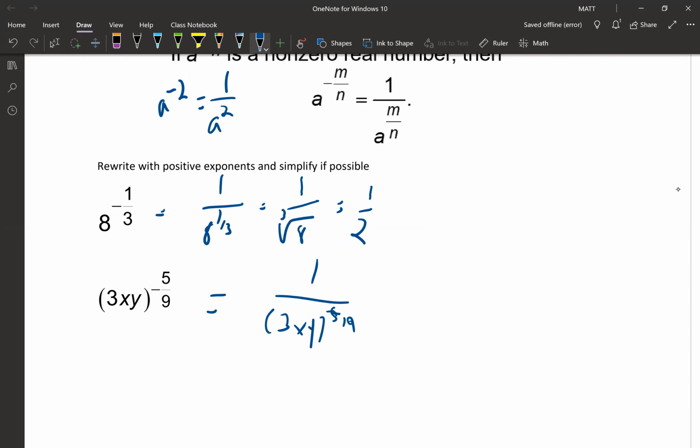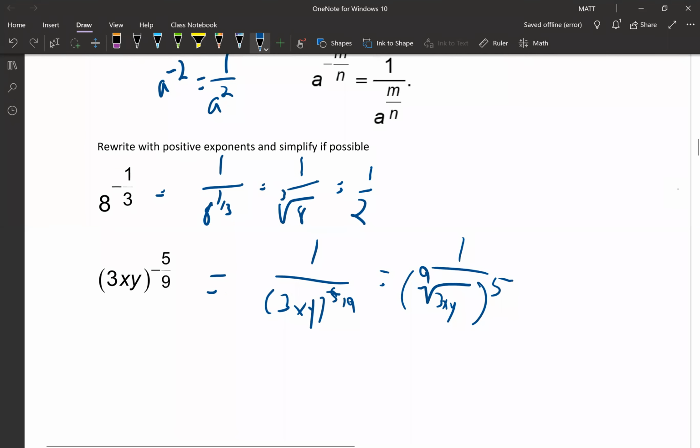And if I wanted to change that into radicals, I could say this is the same thing as 1 over the 9th root of 3xy, and all that's raised to the 5th power. It's all raised to the 5th power. All right, so that's good.